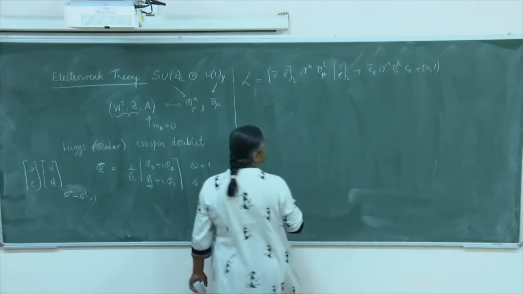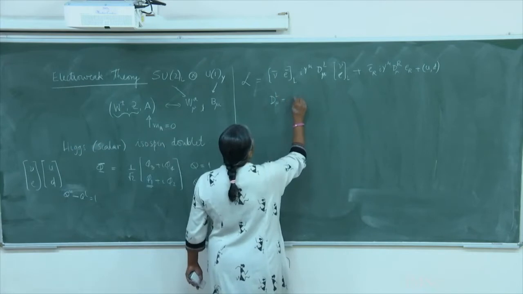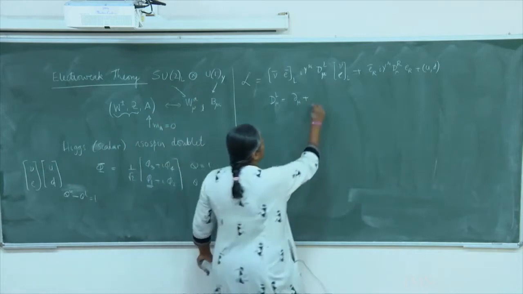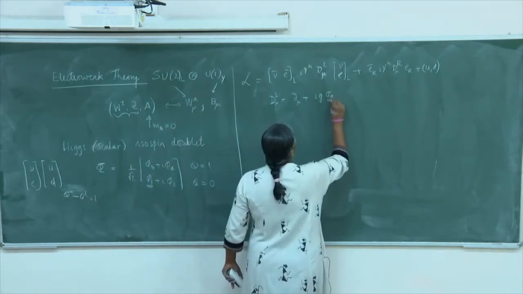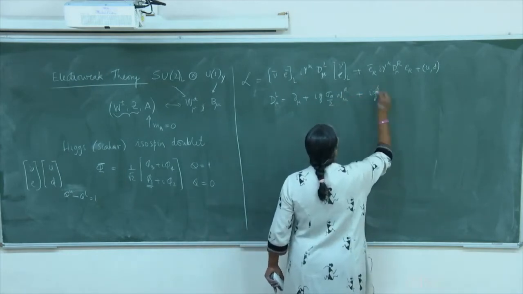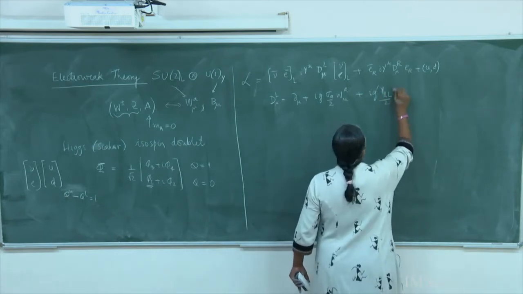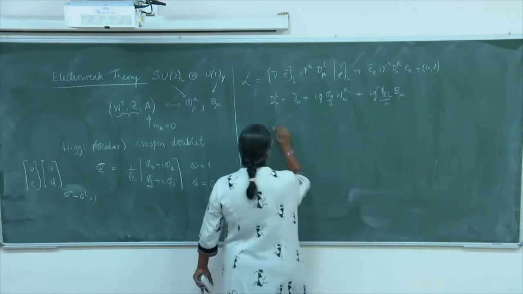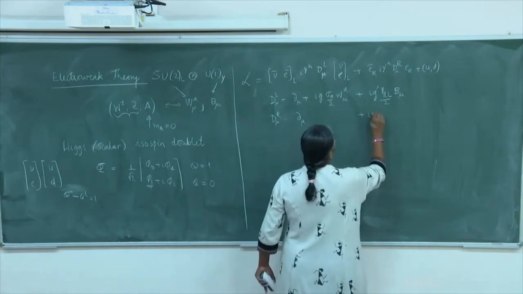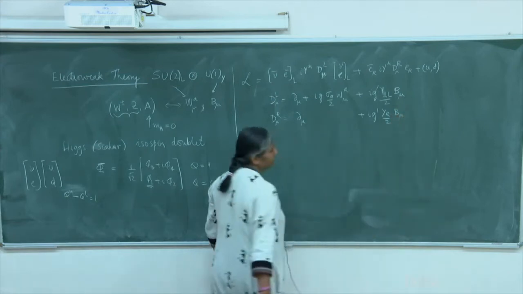And what was D_mu^L? D_mu^L saw both the left-handed SU(2) and the U(1). So it was i g sigma^A by 2 W_mu^A plus the g prime coupling for the U(1) hypercharge by 2 B_mu. And what was D_mu^R? D_mu plus i g prime Y_R by 2 B_mu. Right?